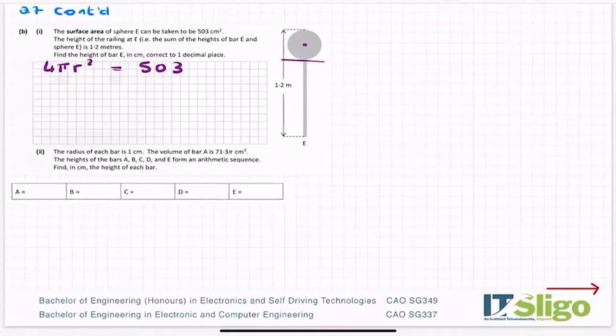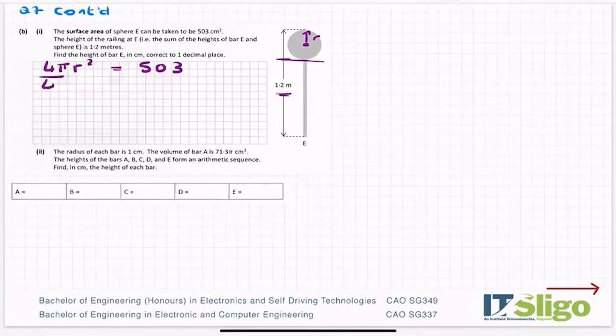Okay, so if I find the radius of this, and I multiply that by 2 to find the diameter, and I subtract it off the 1.2, then I should find the height of that bar, okay? And why I say that is because they've given me the surface area being equal to 5/3, so the only unknown in that formula is the radius, okay?